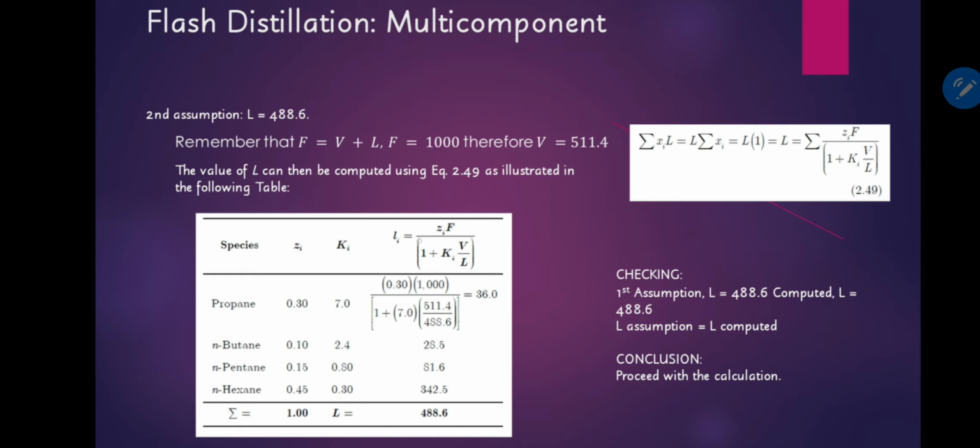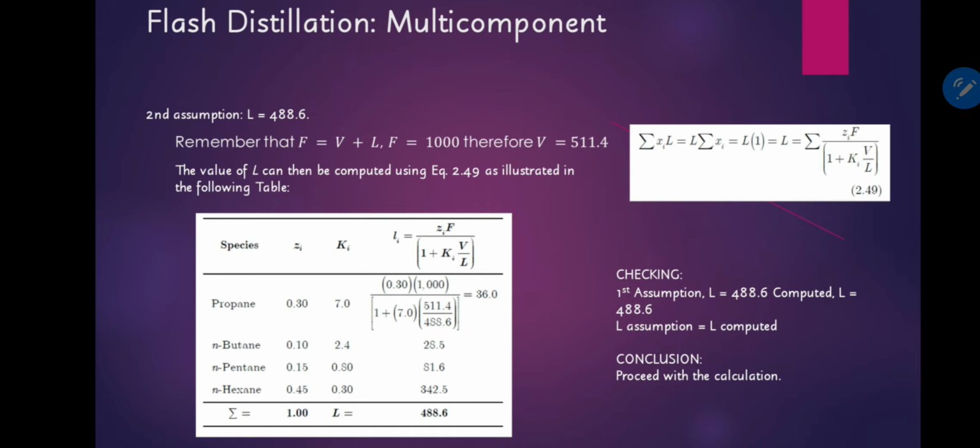Again, Li, ano uli si Li? Li represents the flow rate of species i in the liquid phase. Okay, ulitin lang din natin yung ginawa natin kanina. So ano lang ba ang magbabago dito? V over L. So itong V over L lang na ito ang magbabago. So we have here the propane, 36, butane 28.5, pentane 81.6, and hexane is 342.5. The summation of all the L here will just be equal to 488.6.